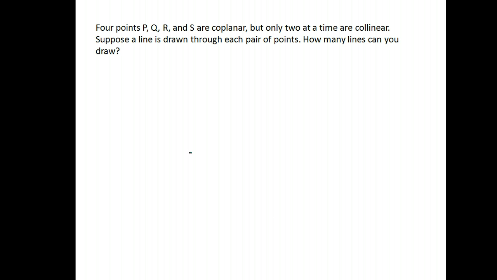Let's take a look at this question. Four points, P, Q, R, and S, are coplanar. That means they lie on the same plane. But only two at a time are collinear. Suppose a line is drawn through each of the points. How many lines can be drawn?